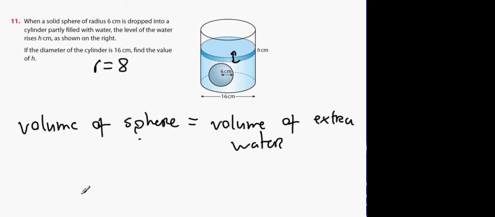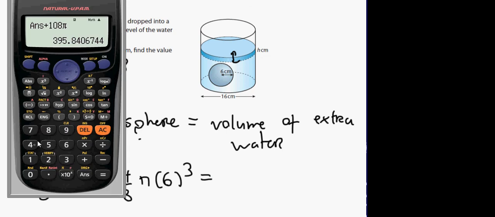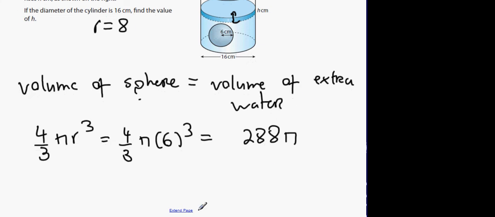So let's find out the volume of the sphere. What's the volume of the sphere formula? 4 over 3 pi r cubed. 4 over 3 pi multiplied by 6 cubed. What's that in terms of pi? 288. Sorry, 288 pi.